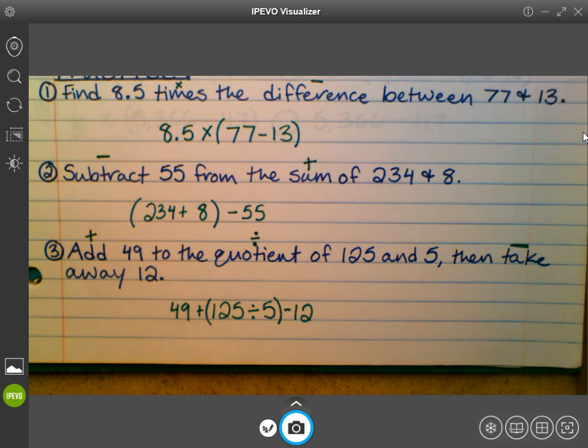I would like you to take out your math workbook. Open up to page 751. 751. Yep, 751.